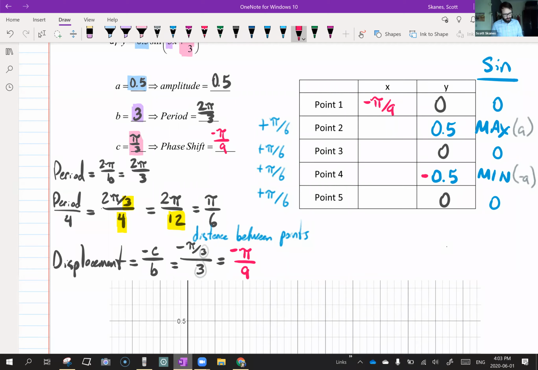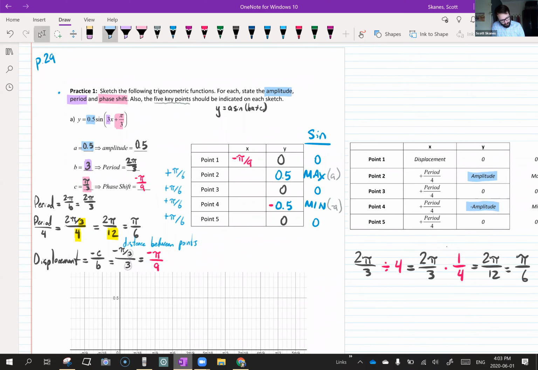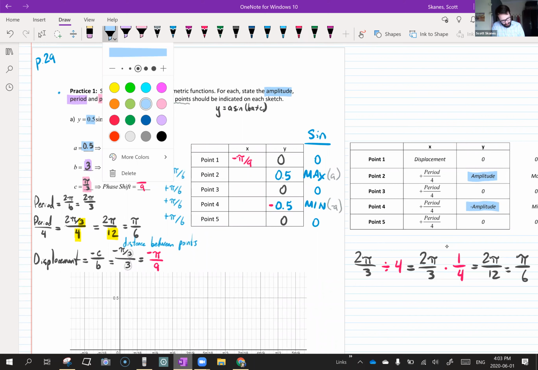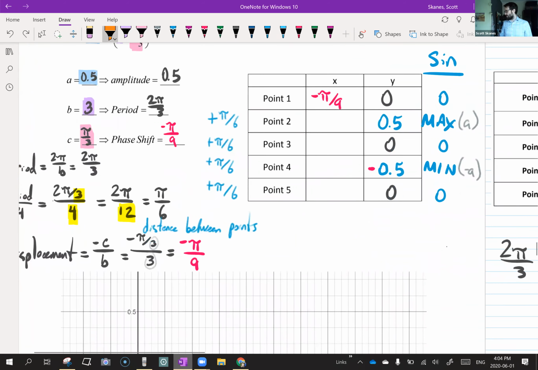Okay, so let's zoom out, literally. What do I have? I'm going to make it really obvious here. I'll use some awful color. I have displacement. It's this. What do I need to do next? I need to add my answer for period over 4, which I have, pi over 6. So what is negative pi over 9 plus pi over 6?